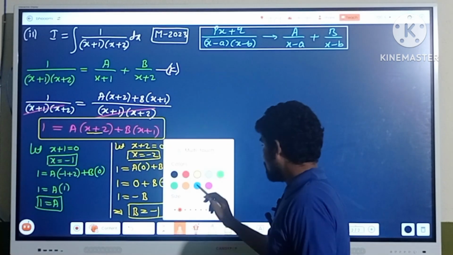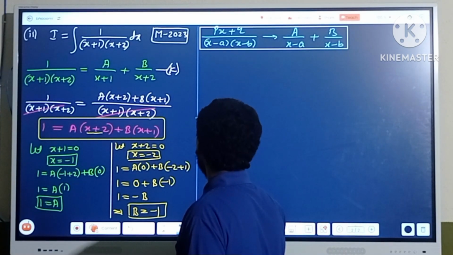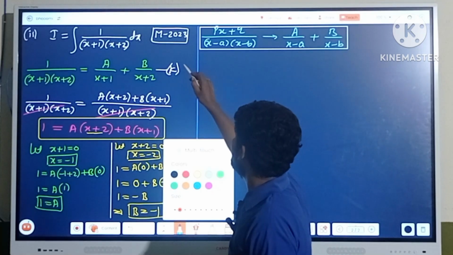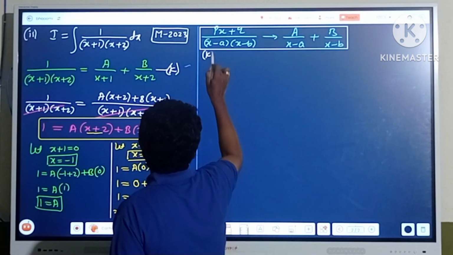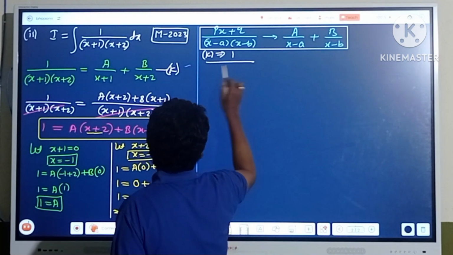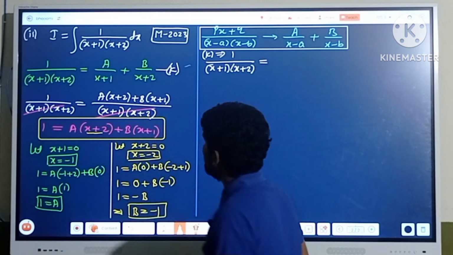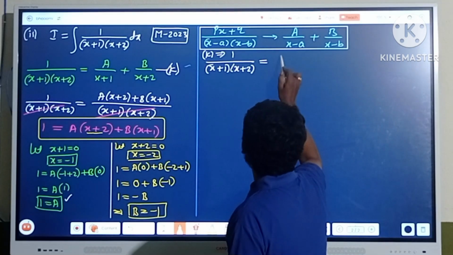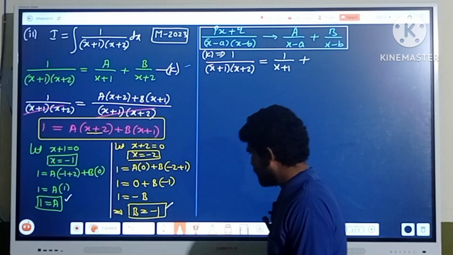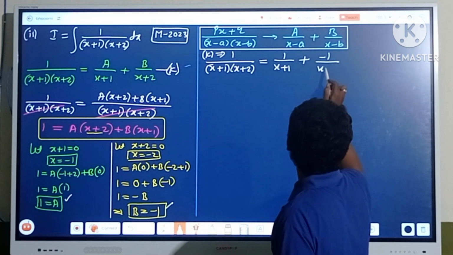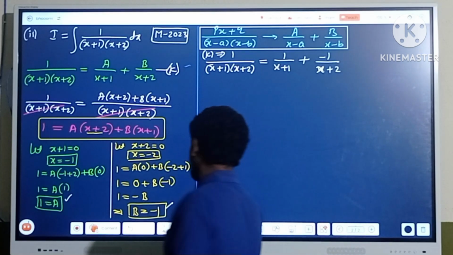Now use these two values, the values of a and b, in equation k. What is the equation k here? See here, the left side as it is. Equation k implies 1 divided by x plus 1 into x plus 2 is equal to a by x plus 1, the value of a is 1. So 1 divided by x plus 1 plus b by x plus 2, the value of b is minus 1. Therefore, minus 1 divided by x plus 2. I hope all of you are understanding.